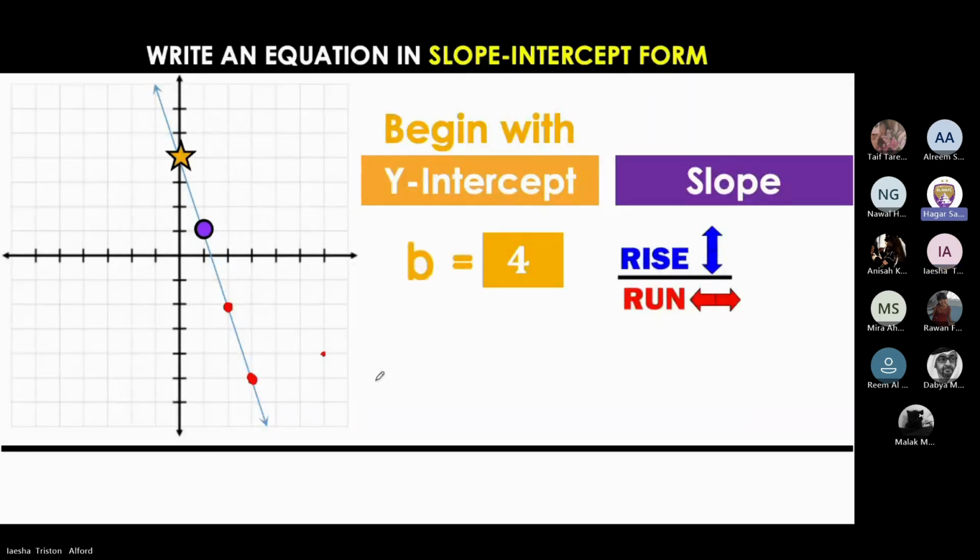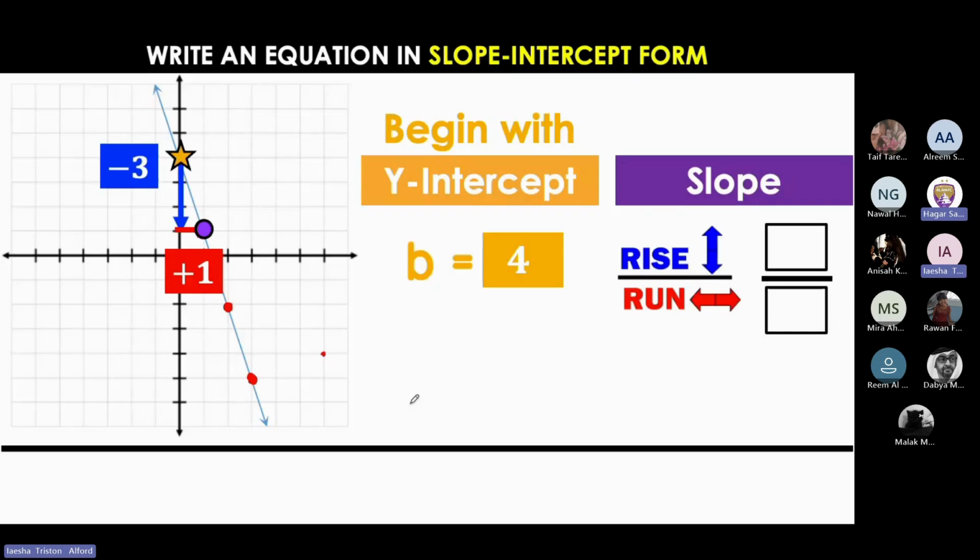From the star to the purple point, are we going up or down? Down. How many? Negative 3. Then from here, left or right? Right. How many? Positive 1. Then we need the rise over the run. So the rise number? Negative 3. And the run number? Positive 1.